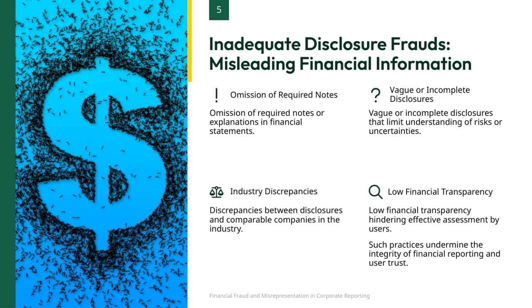We also need to watch for discrepancies between a company's disclosures and those of other similar companies in the industry. If a company's reporting stands out as inconsistent or unusual compared to its peers, that could be a red flag signaling potential manipulation. Finally, low financial transparency overall makes it difficult for users to accurately assess the company's financial health. When transparency is compromised, it erodes trust and undermines the entire purpose of financial reporting, which is to provide reliable and clear information to users. These practices create serious challenges for anyone relying on the financial statements to make decisions.